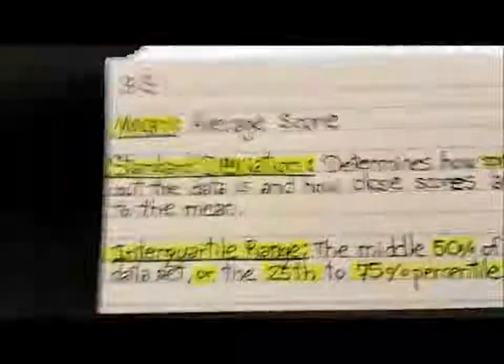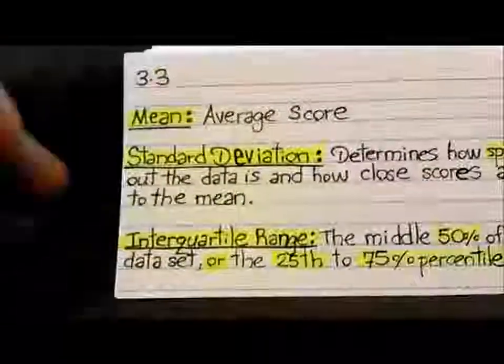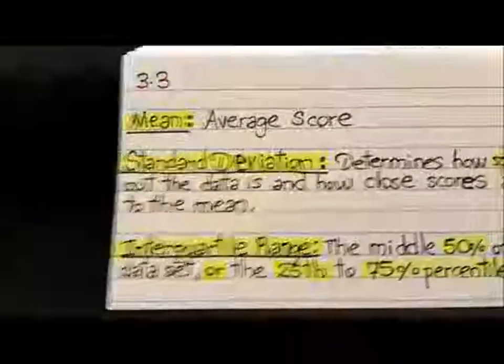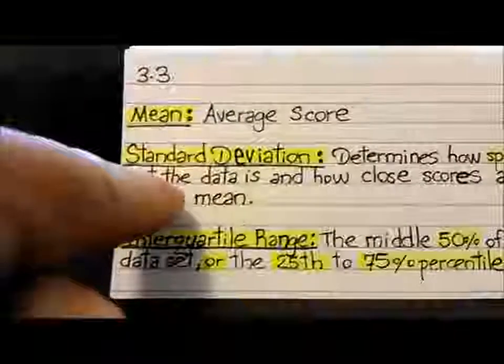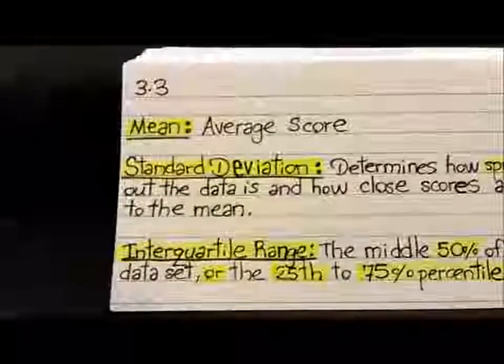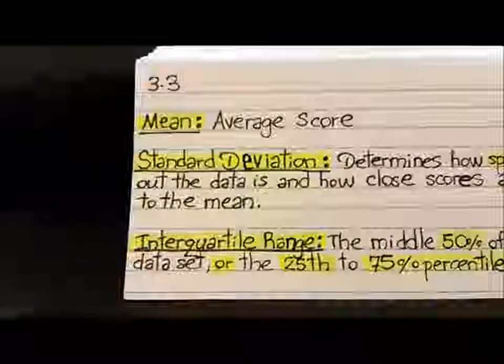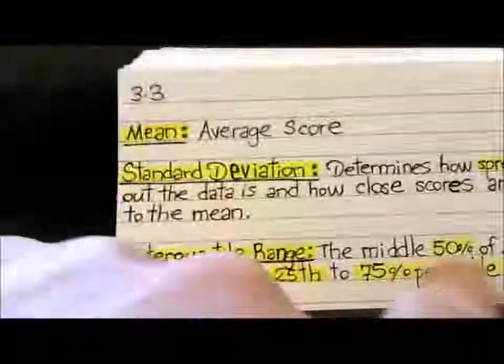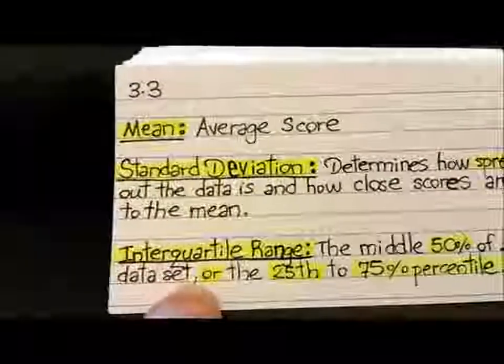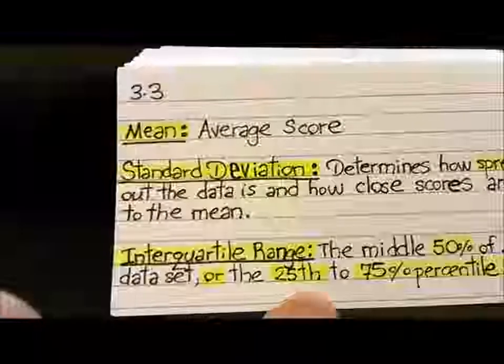See 3.3. The mean is the average score. Standard deviation determines how spread out the data is and how close the scores are to the mean. Interquartile range is the middle 50% of a data set, or the 25th to 75th percentile. Okay.